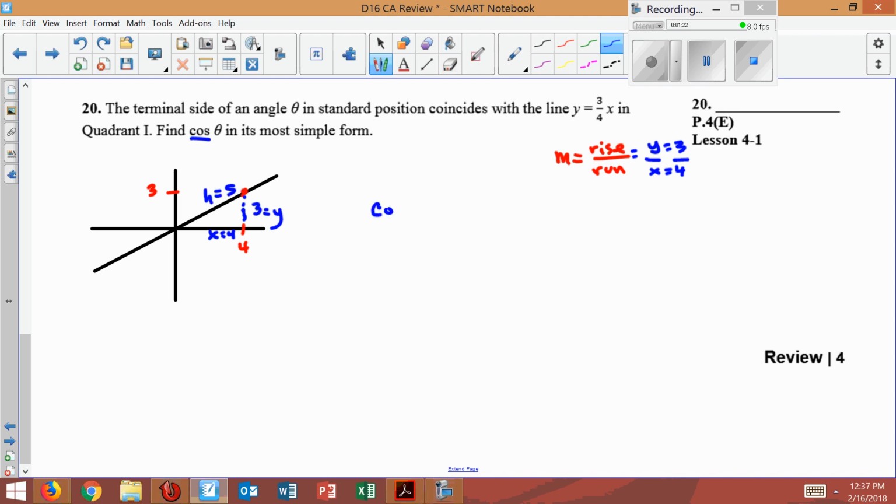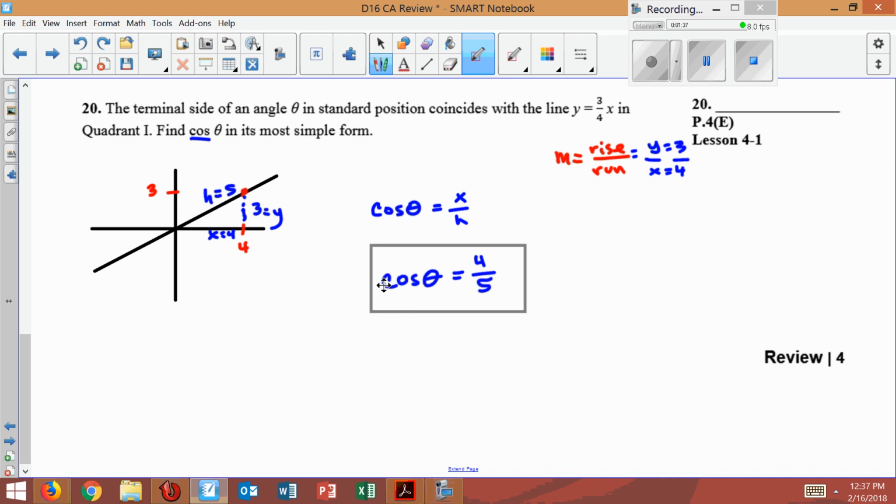So cosine, we know, is x over h. And so in this case, cosine theta would equal 4 over 5. That would be our answer. If you needed to find anything other than cosine, you would just use the proper formation or ratio of the letters x, y, or h.